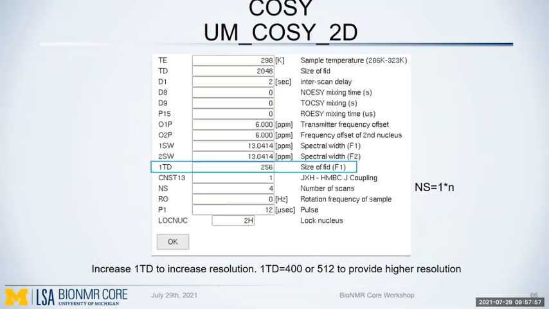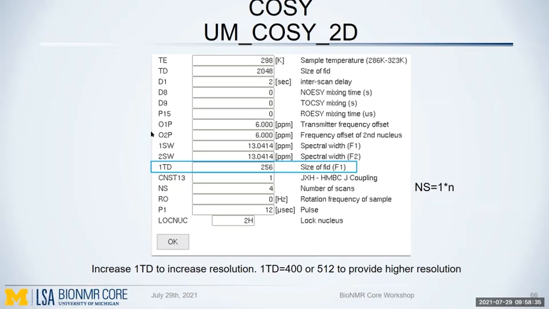And when setting up those 2D experiments, a little bit different from the 1D is that you may want to pay attention to this TD value. Now in 2D experiments, those TD can be important as they determine the resolution. Generally speaking, those values are already set and it's good for most of the samples. In case you want to increase the resolution, you can increase those TD values to like 400 or 512 for different 2D experiments. This is for those COSY experiments setup.